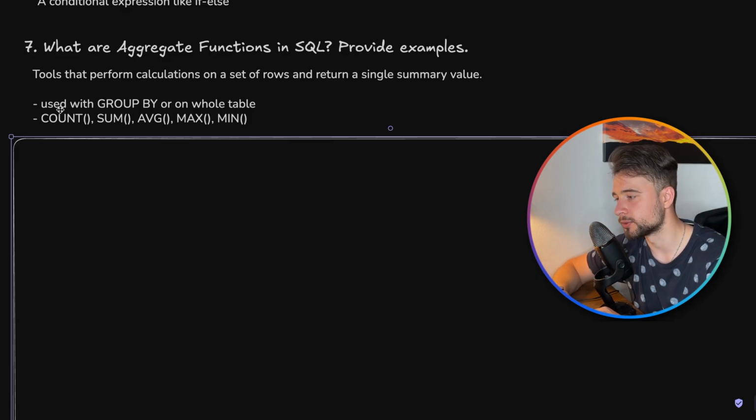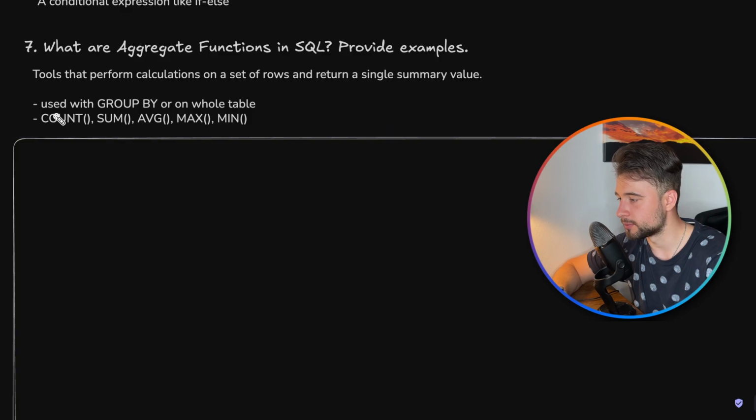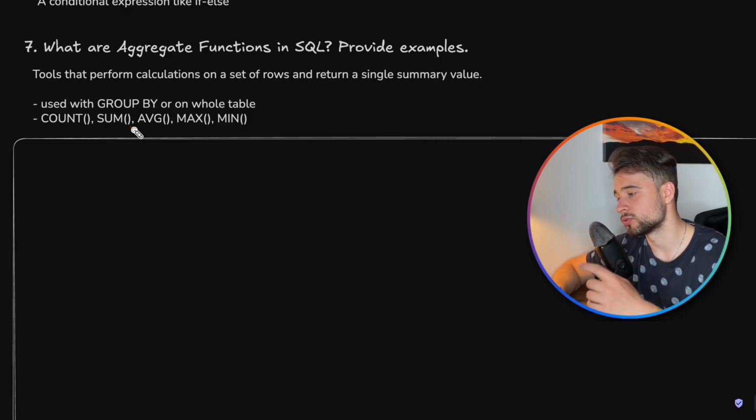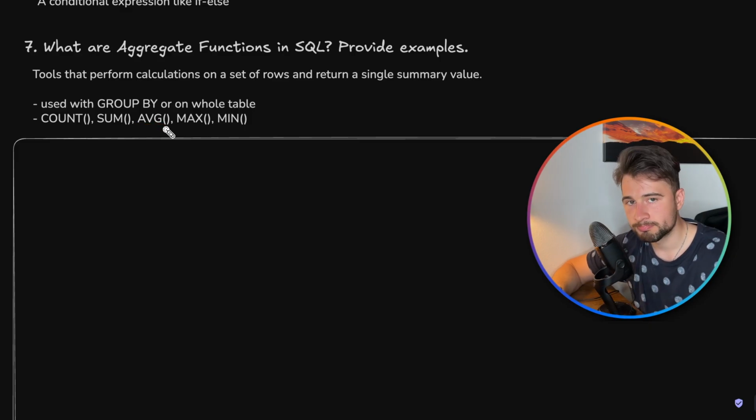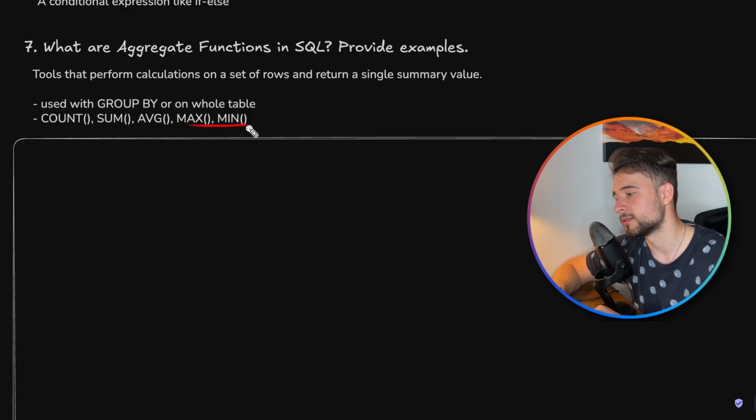Another small thing that I want to mention is that they can be used either with group by or on the whole table. And here are some examples of most common aggregate functions, like count, that just counts rows within a group or on the whole table. Sum, used to sum up the values. Average, it does exactly what you think it does. Max and min, the same, maximum and minimum values.